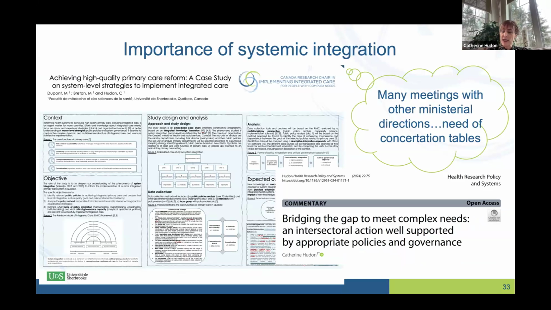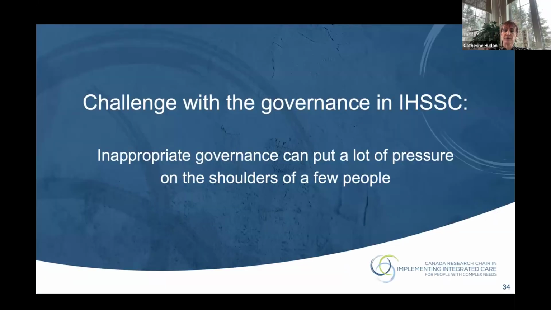She is working on a case study with the Quebec Ministry of Health and Social Services on systemic integration strategies. During the planning and preparation phases, we organized several meetings with different directorates of the Ministry of Health and Social Services. The ministry continues to organize roundtables to promote consultation.